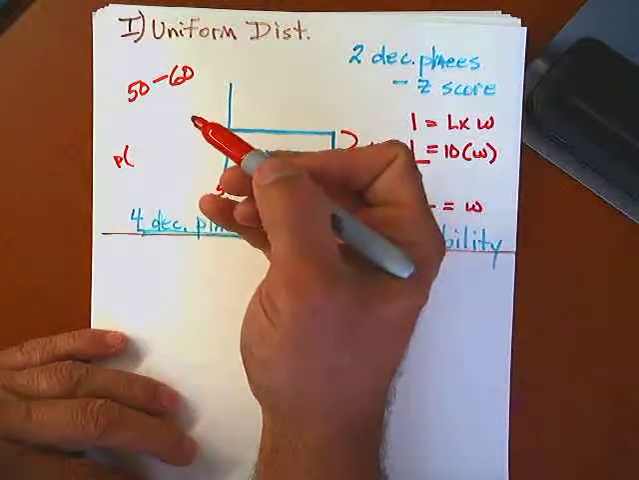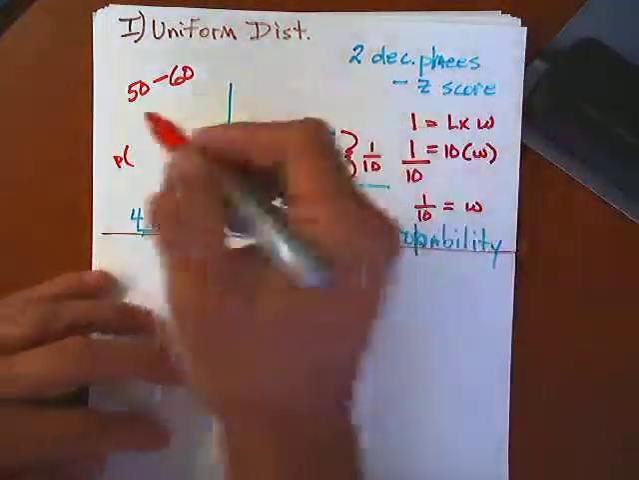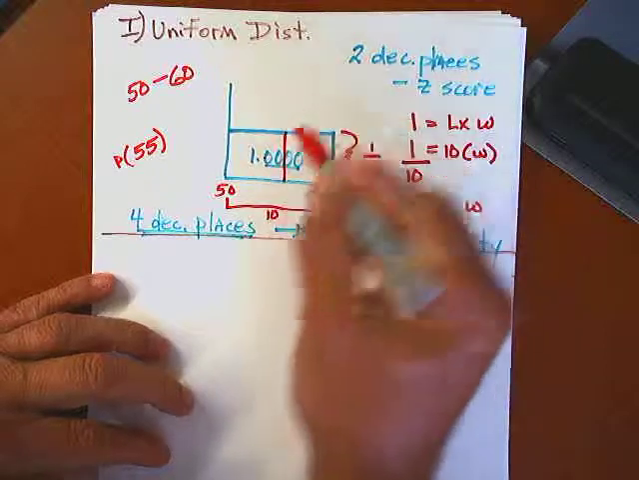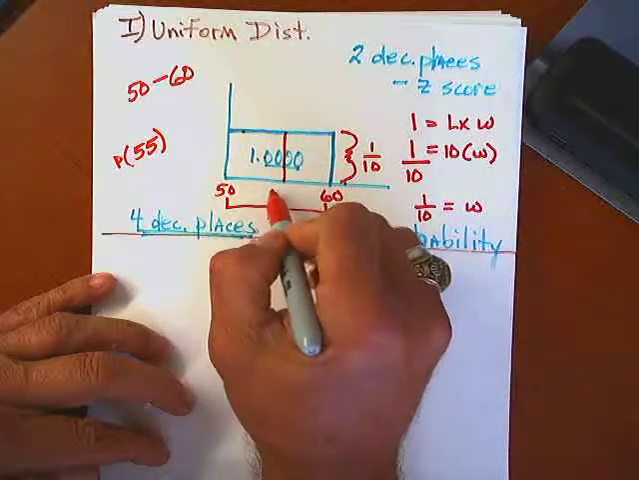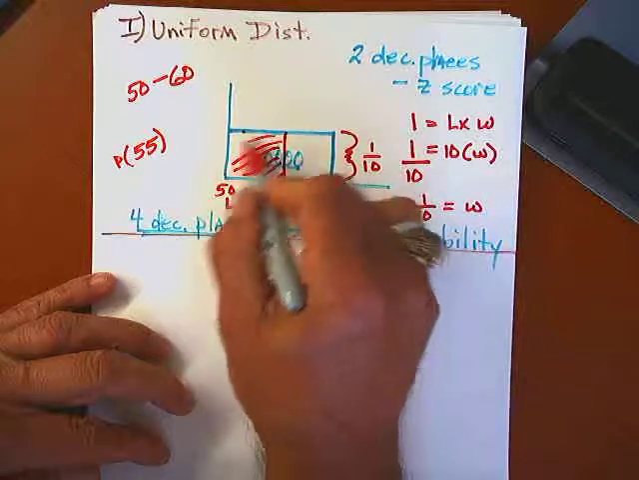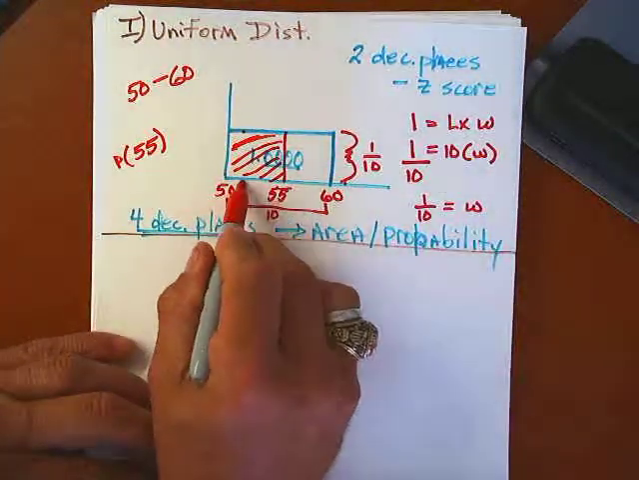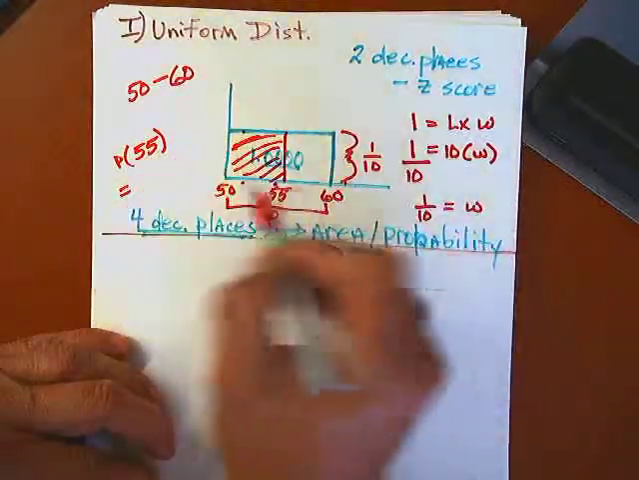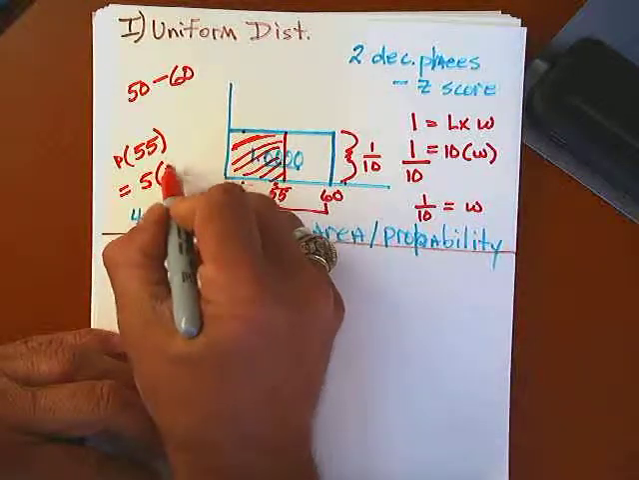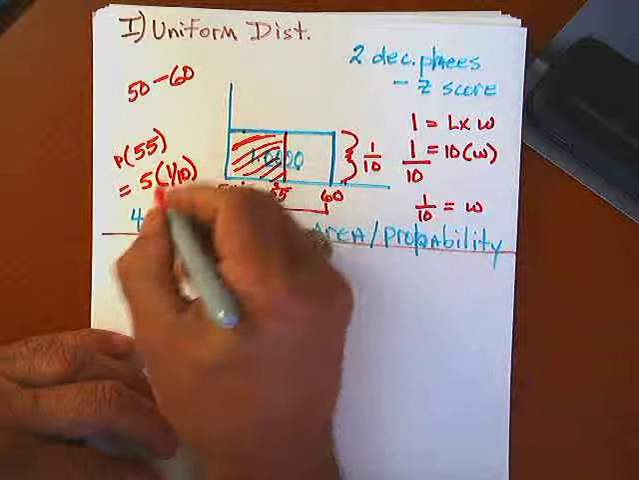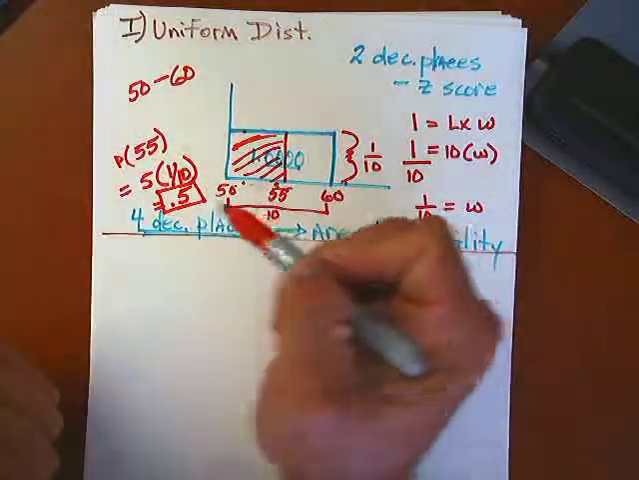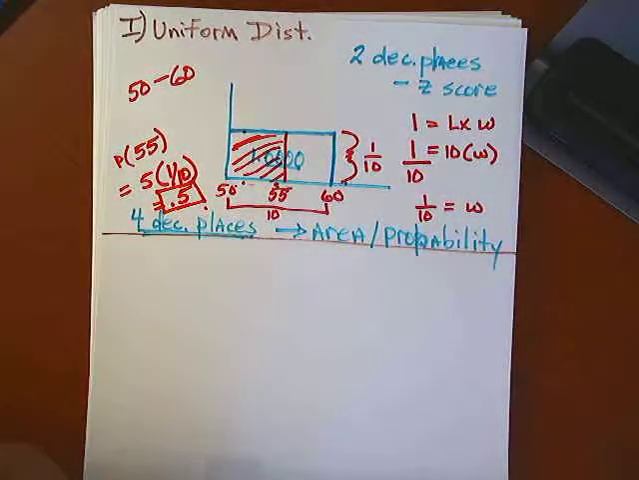Now, they'll say, what is the probability of the professor or teacher stopping at 55 minutes? So then you would want to find this area right here, stopping at 55 minutes. And that would be, the distance is 5, and the height is 1/10, so that would be 5 times 1/10, which is 5 over 10, which is equal to 0.5. So the probability of the teacher stopping at 55 minutes is 0.5.